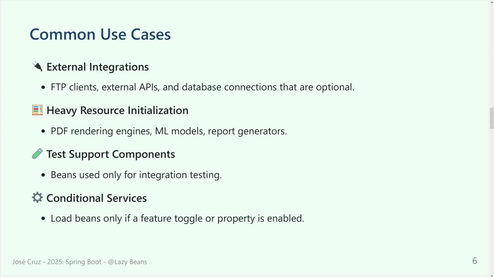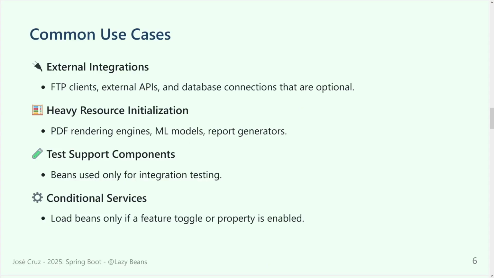Common use cases: external integrations, because they can take a while, timeouts and things like that. Something that is not in your control, something that happens outside your application. Heavy resource initialization, of course: PDF rendering, machine learning models, report generators. It's quite common. Maybe if you are using reports, you need reports later, not at the start of your application.